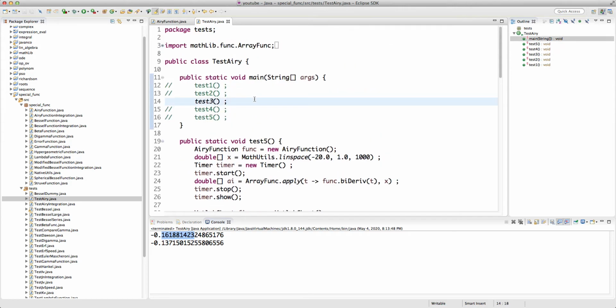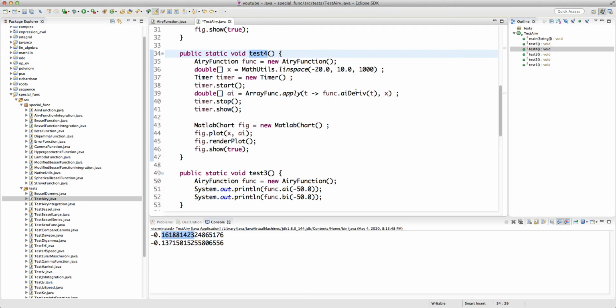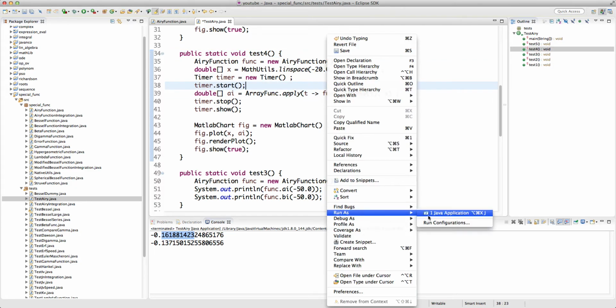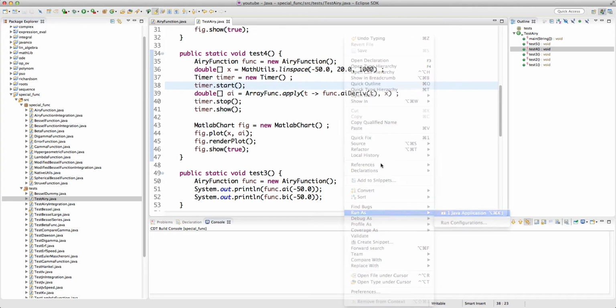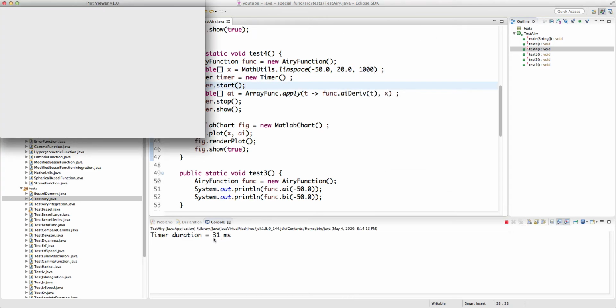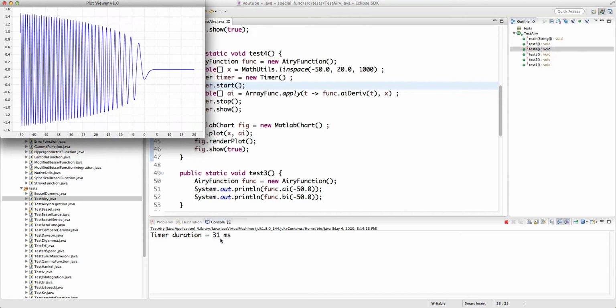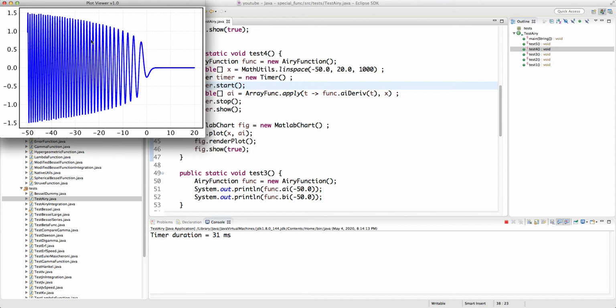And in test 4, I'm calculating the derivative of Ai, so Ai prime, and then I'm plotting it. Let's go from minus 50 to 20. And again, it takes a very small time, 30 milliseconds to evaluate. And we see the oscillatory behavior for negative x, and then the exponential for positive x.